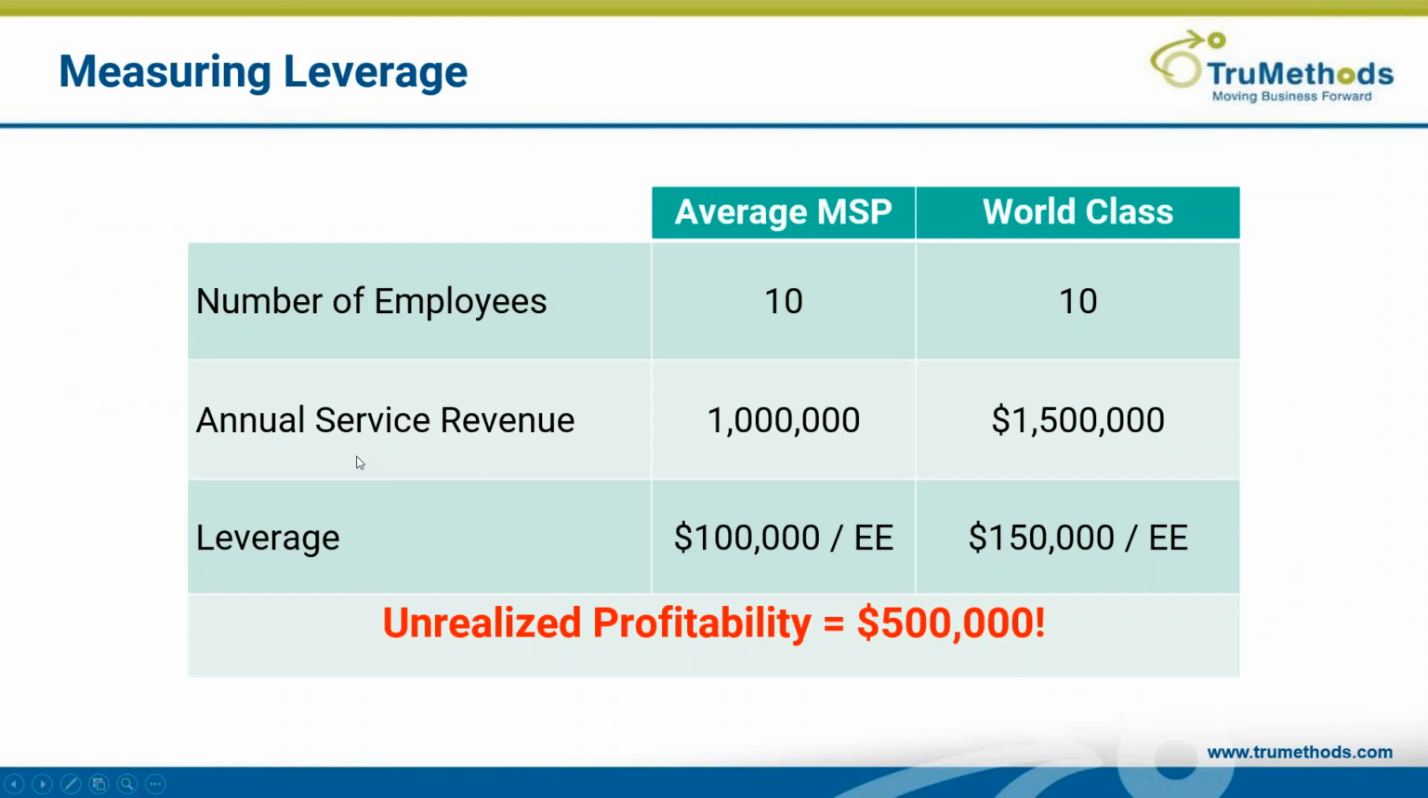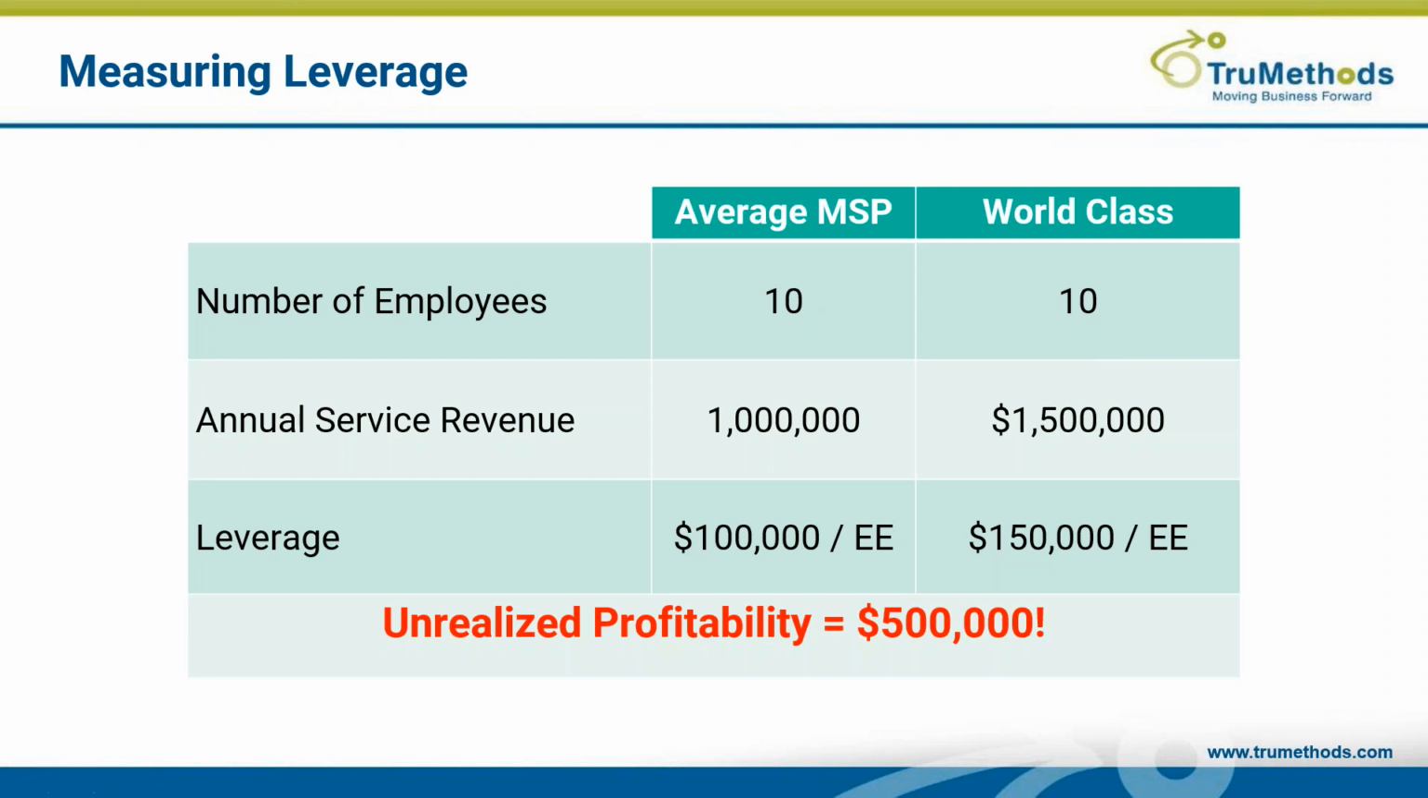So let's give an example, and then we'll talk through the framework. An average MSP with 10 employees probably has around $1 million of just service revenue, whether it's recurring or non-recurring, not hardware and resale of tools, just service revenue. So if you divide that, they generate about $100,000 of annual service revenue per employee. We set a target for world-class companies, and it's a target. It is not a speed limit.